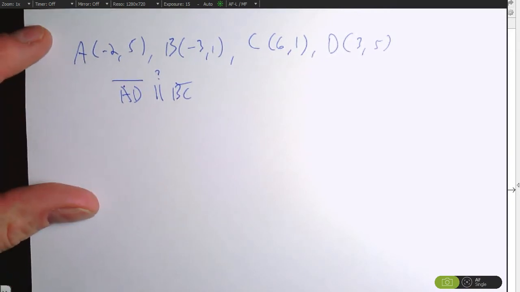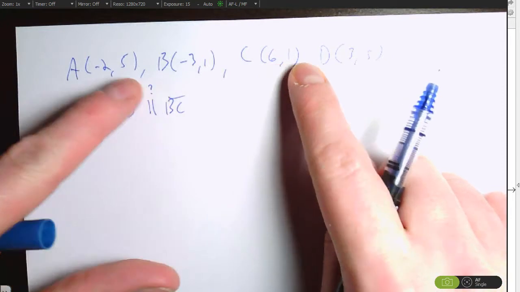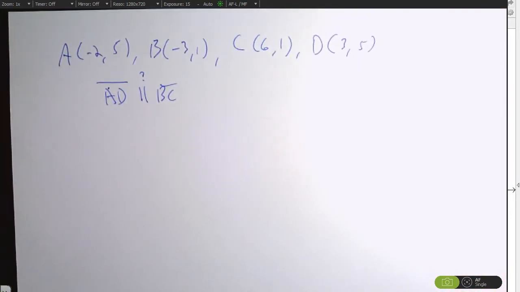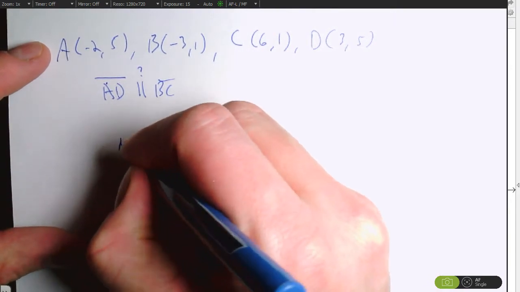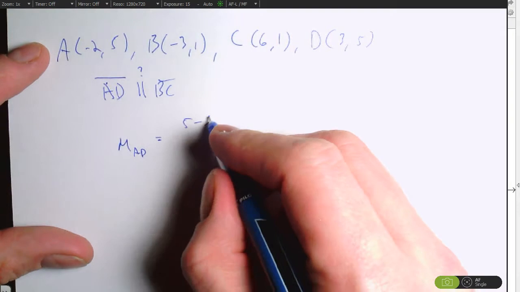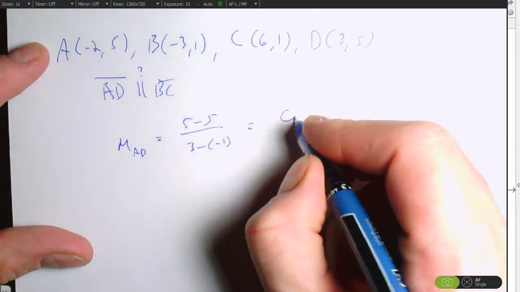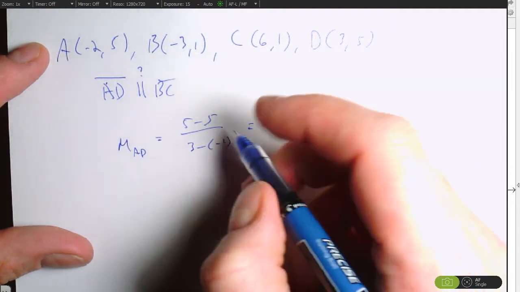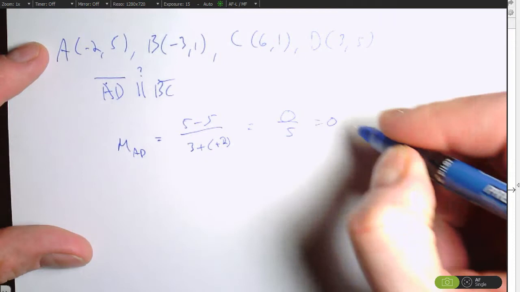The way I'll verify that is I will find the slopes of AD and BC. If I hadn't graphed it, I wouldn't know what sides I'm looking at, so that's why I have to sketch a graph of it real quick first. So slope of AD: y minus y, 5 minus 5, over x minus x, 3 minus negative 2. I get 0 over 5, because it's minus negative 2, which is really 3 plus 2. And my slope is 0.